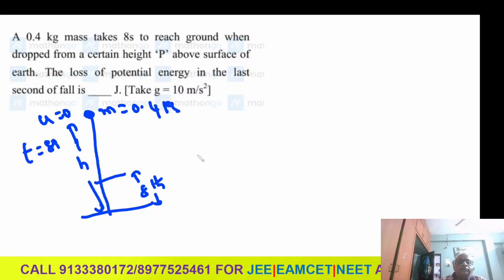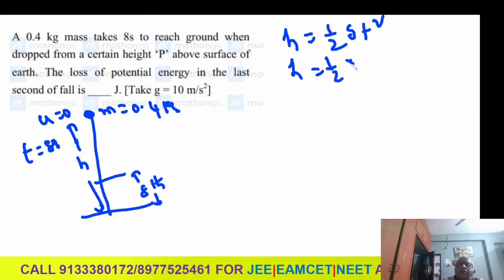What is the height in 8 seconds? u is equal to 0 here. h is equal to half g t square, for a freely falling body. g you can take 10. t is 8, so 8 square means 64 you will get. So 2 goes 32 times here. Total height is 320 meters.